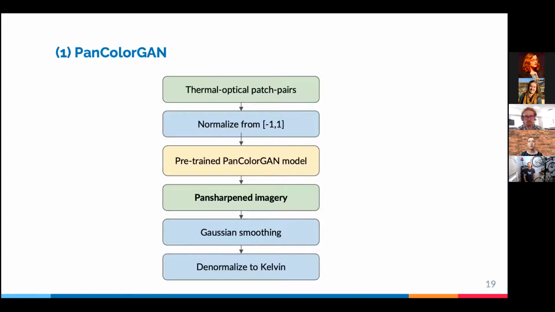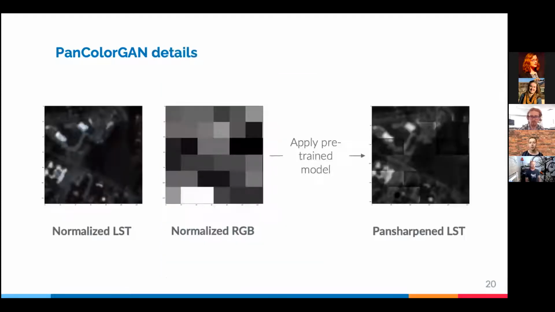So I have my thermal optical patch pairs. They were normalized from -1 to 1, then fed into the pre-trained PanColorGAN model, which then outputted a pan sharpened image. I applied Gaussian smoothing, which I'll talk about why that was necessary, and then denormalized it back to Kelvin. So I'll talk a little bit more about the results and what this looks like later, but I wanted to first show that the normalized LST and the normalized RGB images are fed into the pre-trained model. The pre-trained model then outputs something that should be pan-sharpened LST.